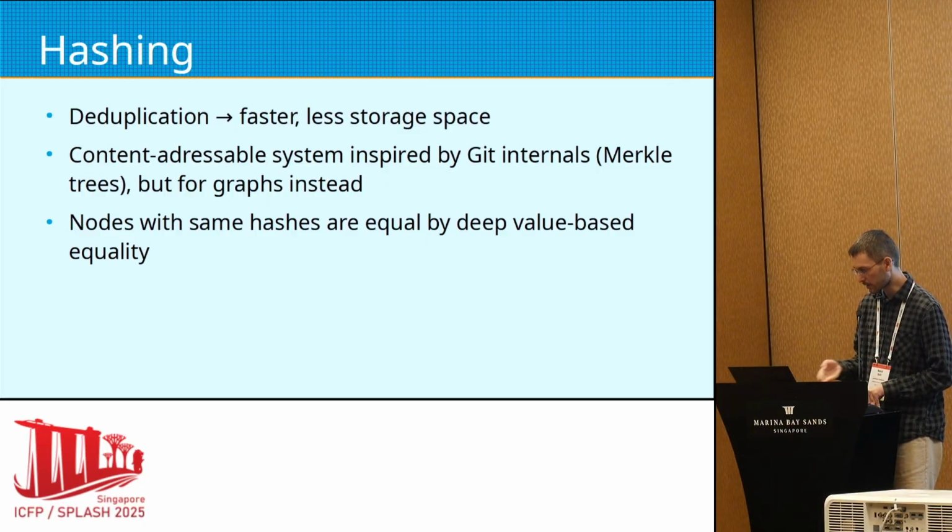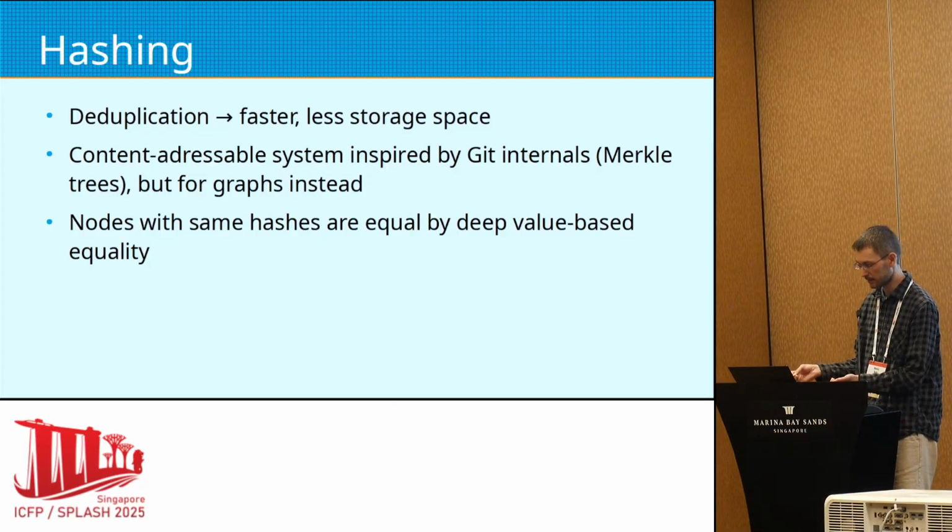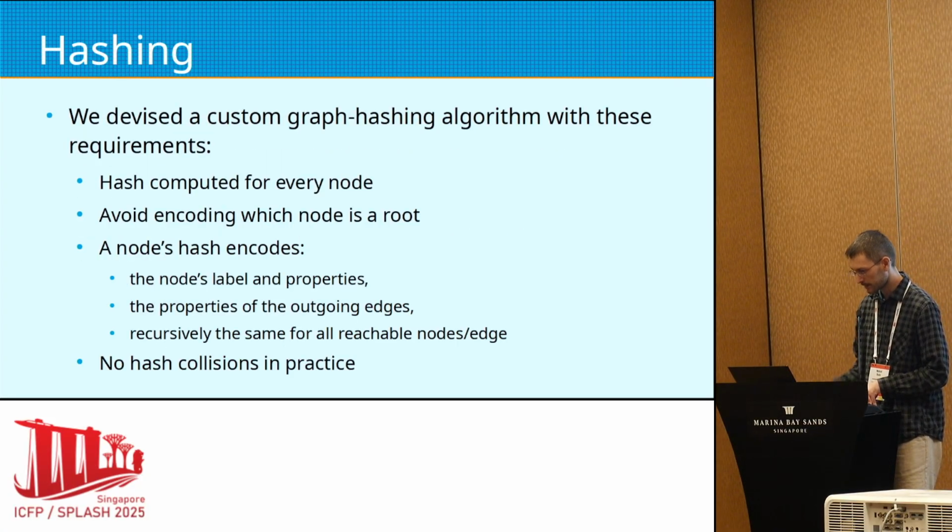Now, what are the conditions which must be fulfilled? The first one: nodes with the same hashes are equal by deep value-based equality. This is the main goal which we should fulfill with our hashing. So basically you can say that these two nodes have the same hash, so absolutely they are value equal, recursively value equal. All these big graphs are equal if these two nodes have the same hashes. This is also how Git works. So we devised a custom graph hashing algorithm which has these requirements.